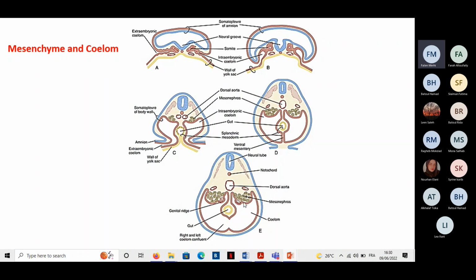So those ridges, the genital ridges, from the inside are composed of mesenchymal cells, from mesenchyme. And this lining, the exterior part of it, is composed of the coelomic epithelium. Is it clear or not?